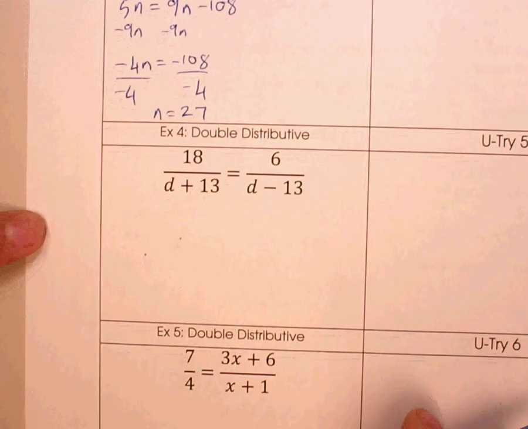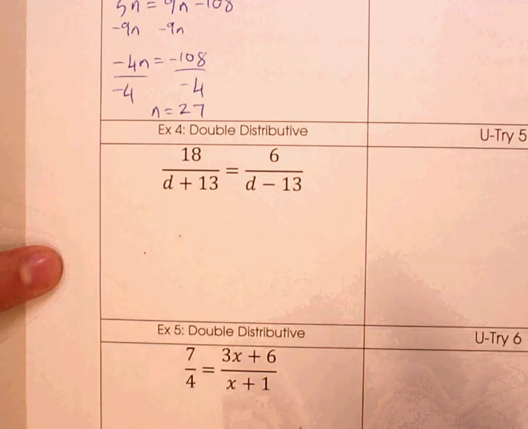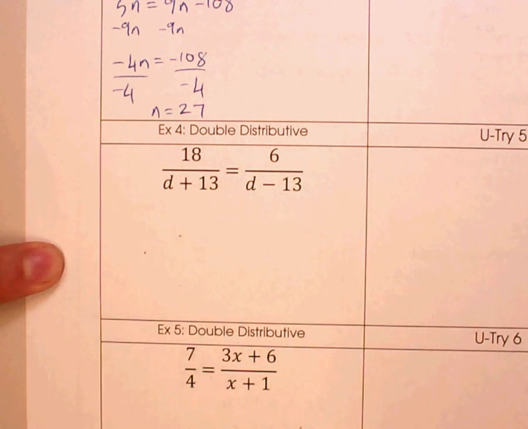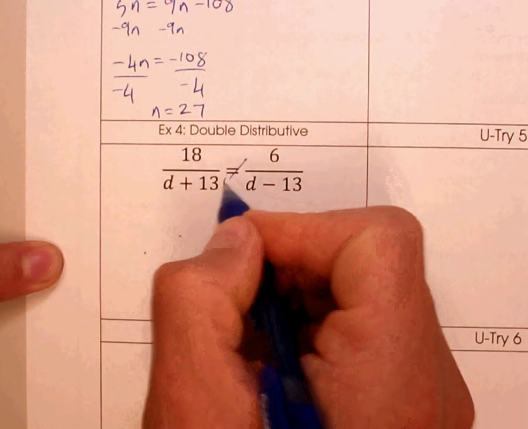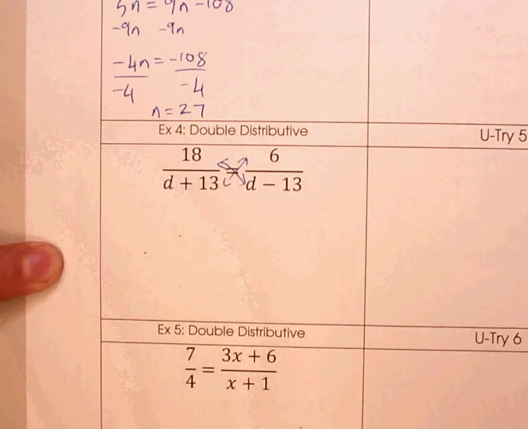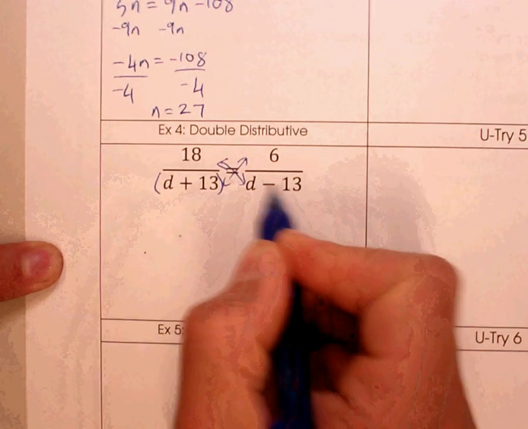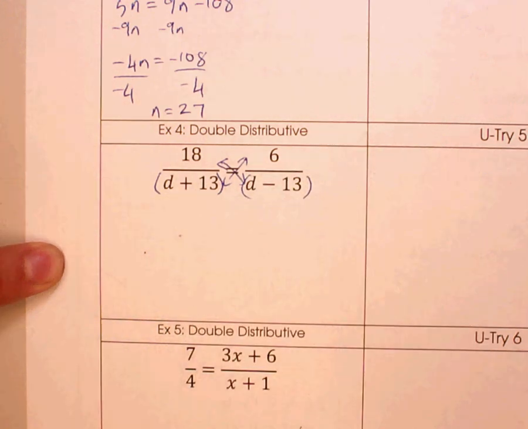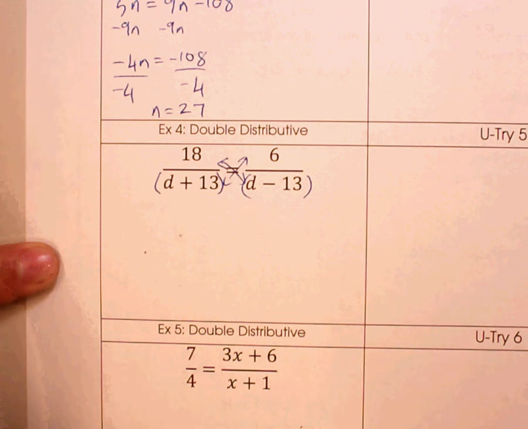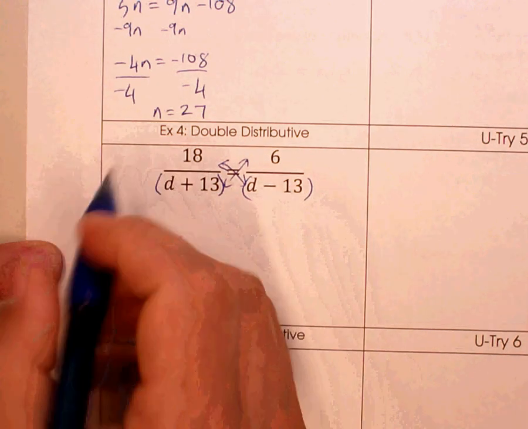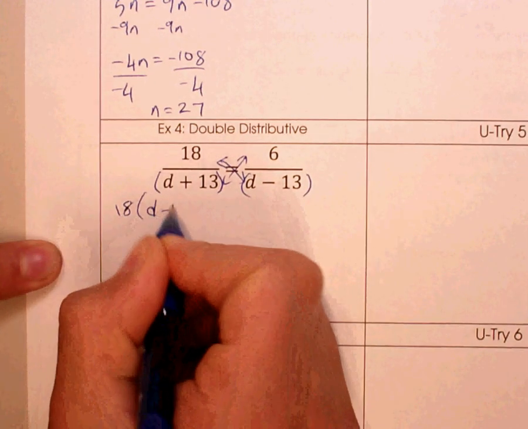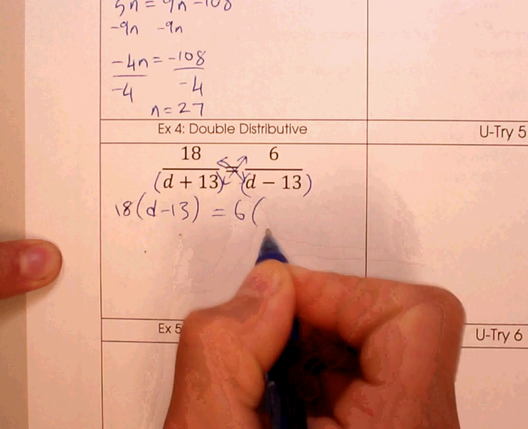Our next example is a double distributive. We have to do the distributive property twice, but the process is pretty much the same. We are going to multiply the numerator with the denominator of the other fraction and vice versa. Make sure to put parentheses around your numerator or denominator as soon as you see a positive or negative sign in between, a subtraction or addition operation. I will write 18 times (d minus 13) is equal to 6 times (d plus 13).